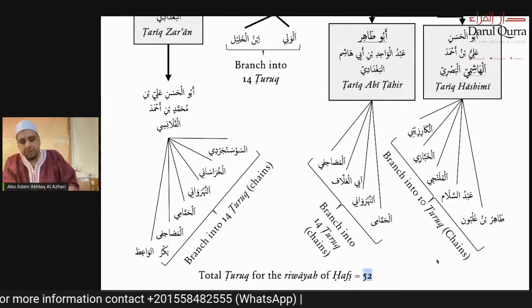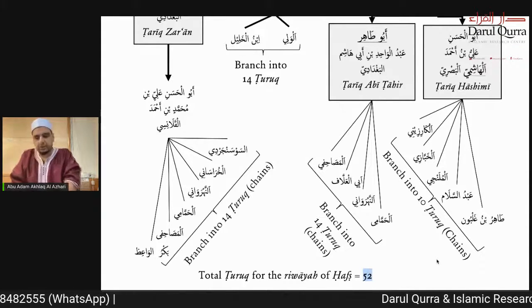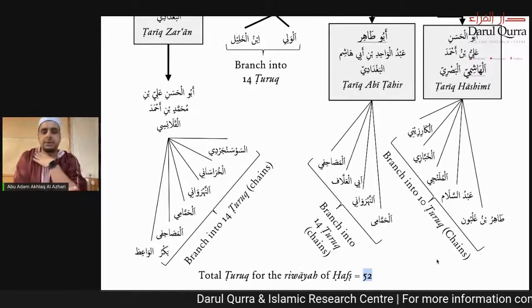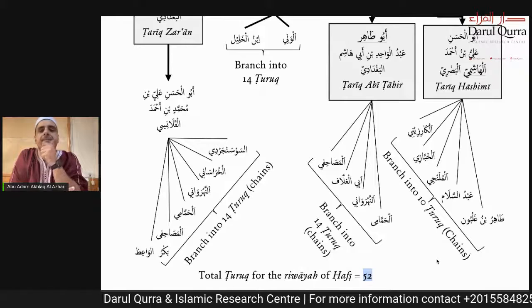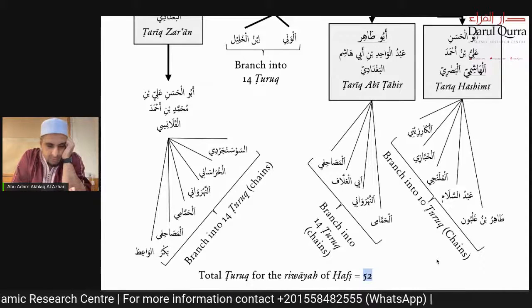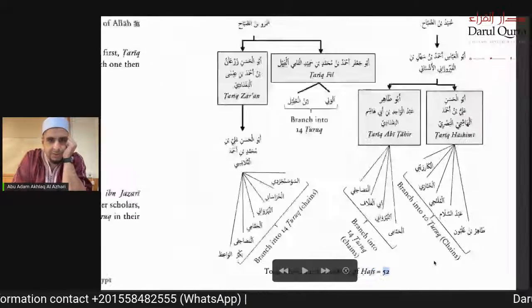Inshallah. So if you look at page number 22, let's dive into what are the actual differences between each tariq. So now we're going to be looking at the actual turuq, and we'll study them now, inshallah.